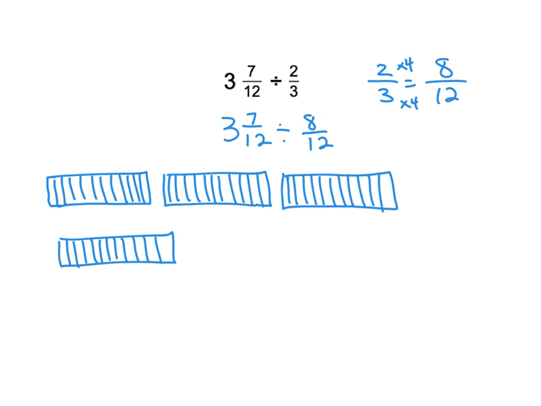Alright, so I've got my picture, and we would shade in all 12 of these, all 12 of these, all 12 of these to make 3 wholes, and then 1, 2, 3, 4, 5, 6, 7. We would only shade in 7 of those last ones. So if we think about how many little pieces we have, I've got 12 here, another 12, another 12, so I've got 36, plus another 7, so I've got 43 little pieces of 12s, and we're seeing how many groups of 8 I can make.